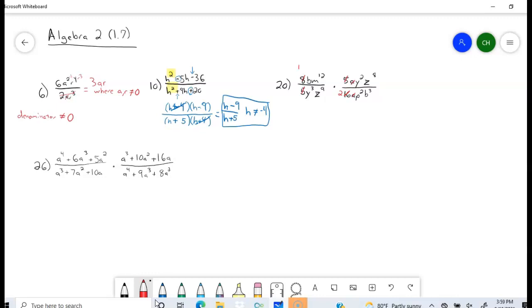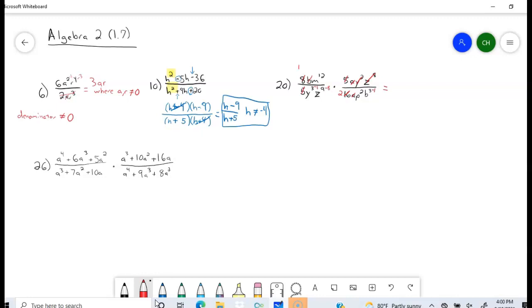I see that this y squared over y cubed, I'm going to subtract 1 from this, and that will cancel. I see b to the first power and b to the third power, so I'm going to subtract 1 from here. That will cancel. I see I have a z to the 8th and a z to the 9th, so I'm going to subtract 8 from that one, and that will cancel. And I have nothing else in common. I've only got an m on top, no m's on bottom. So now I'm going to simplify all this, put it all together.